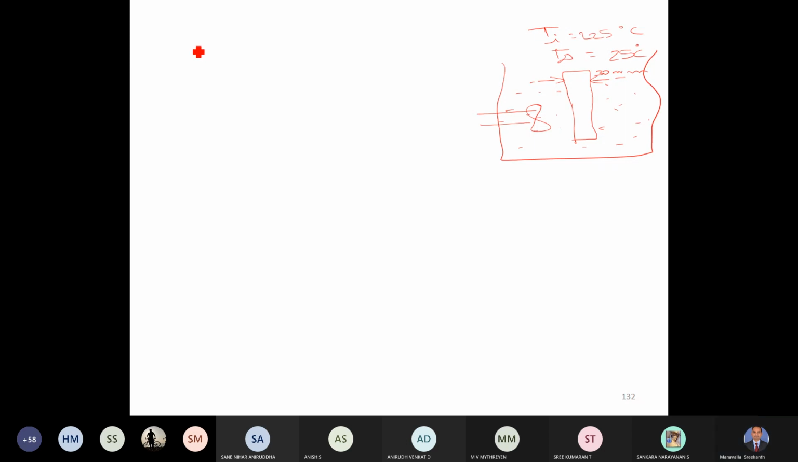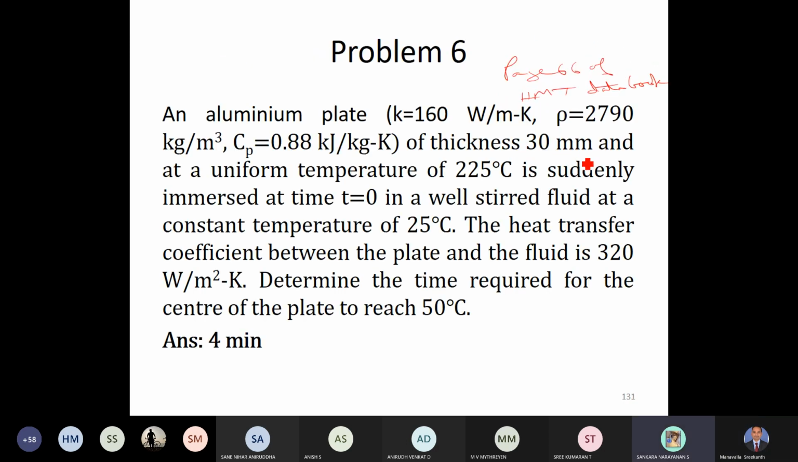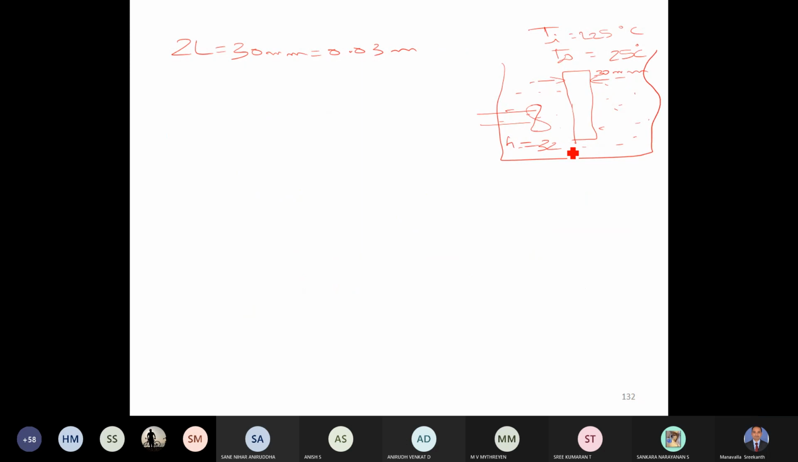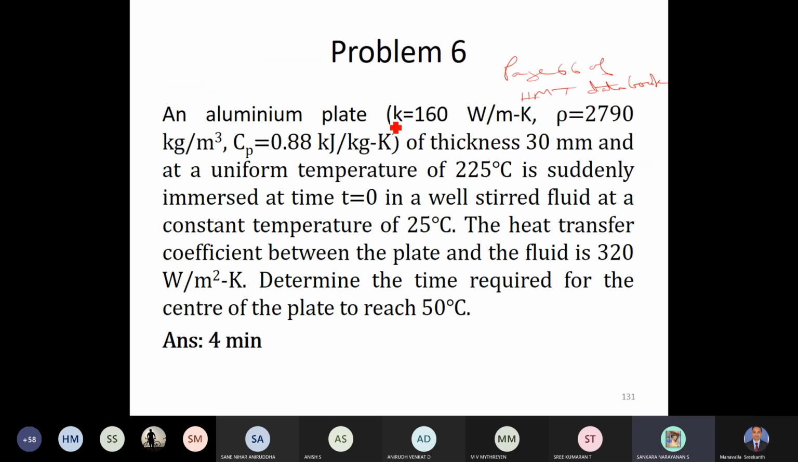So we are given 2L is equal to 30 mm, or 0.03 meters. We are also given the value of H. H is 320. So we will use this to calculate. We are also given K. K is how much? 160.